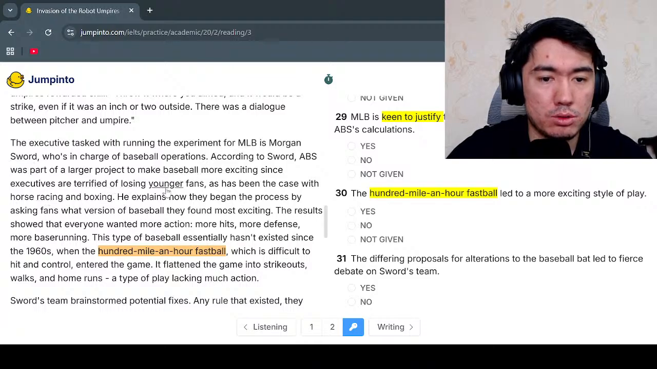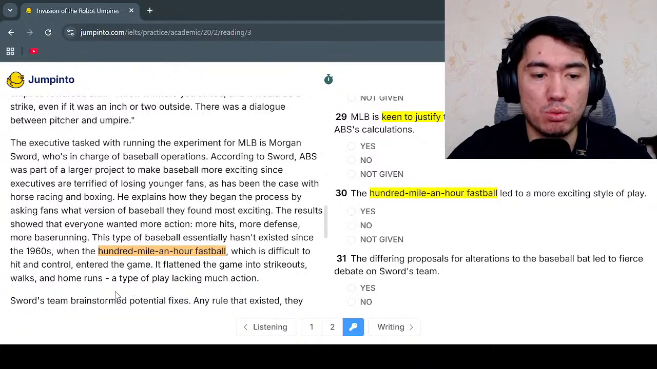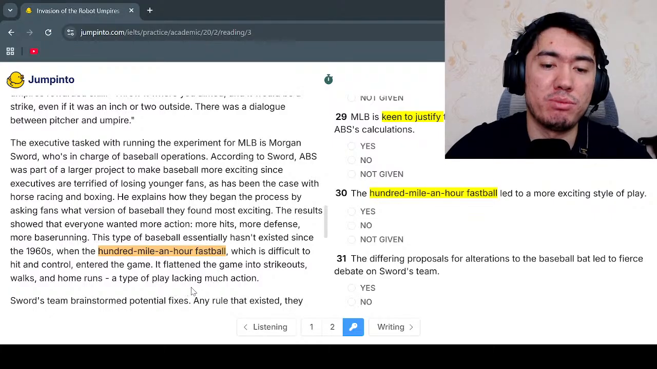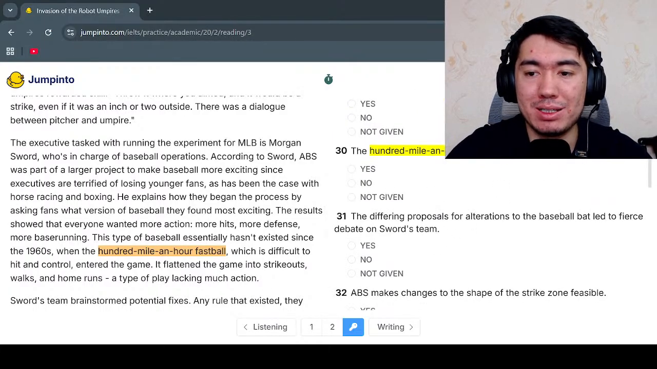More exciting, losing your fans, as has been the case with horse racing, explains how they began the process by asking fans what version they found most exciting. More action, more hits, more defense, more base running essentially hasn't existed since the 1900s, when the fastball, which is difficult to hit and control, entered the game. It flattened the game into strikeouts, walks, and home runs, a type of play lacking much action. A more exciting style of play? No, the opposite. It led to the opposite.